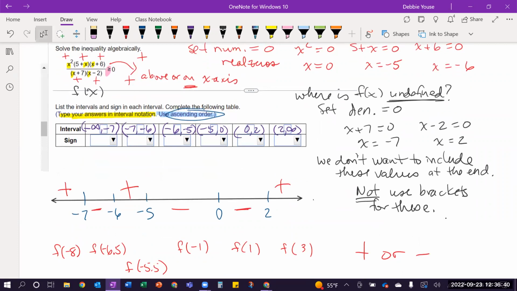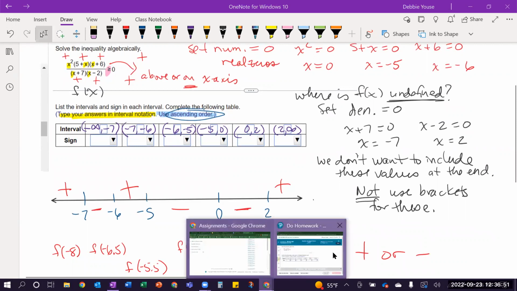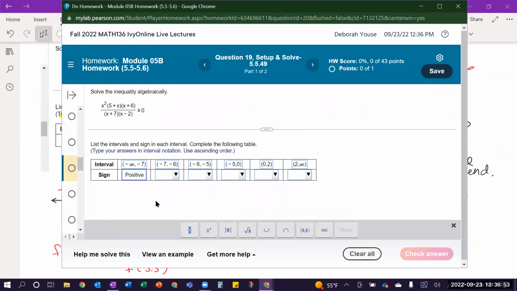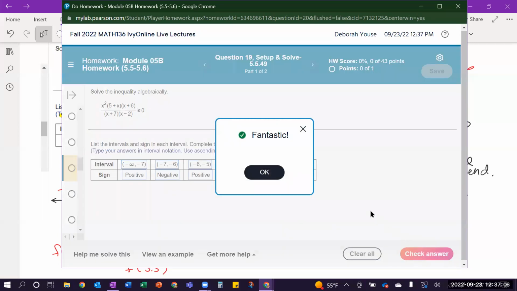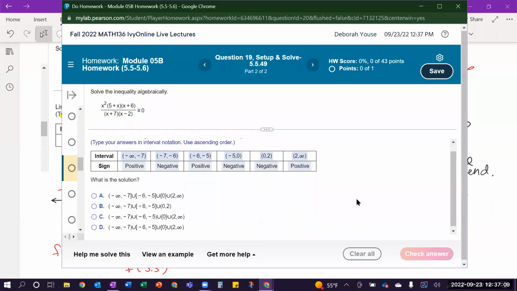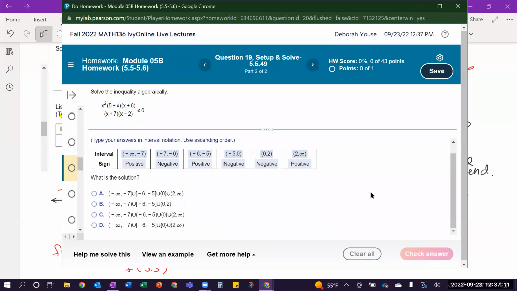So I can now go into MyLab and select the toggles appropriately: positive, negative, positive, negative. And remember, this is where the pattern kind of broke: negative, positive. I can check that. Fantastic. Then it's going to prompt you for the answer.